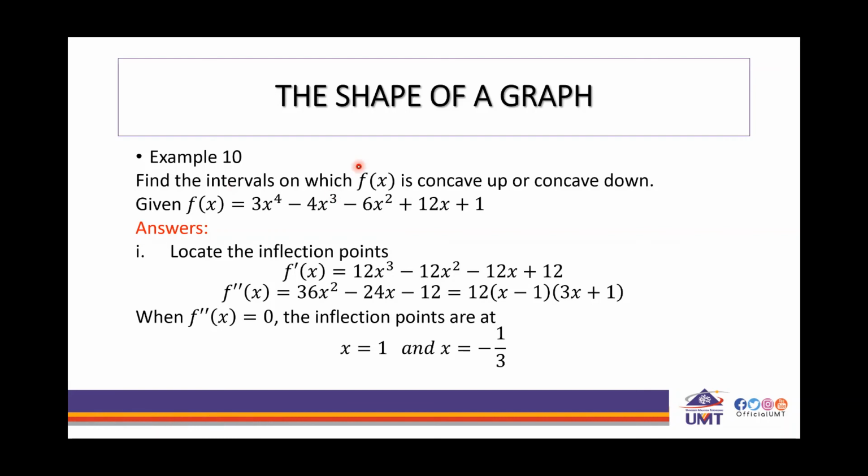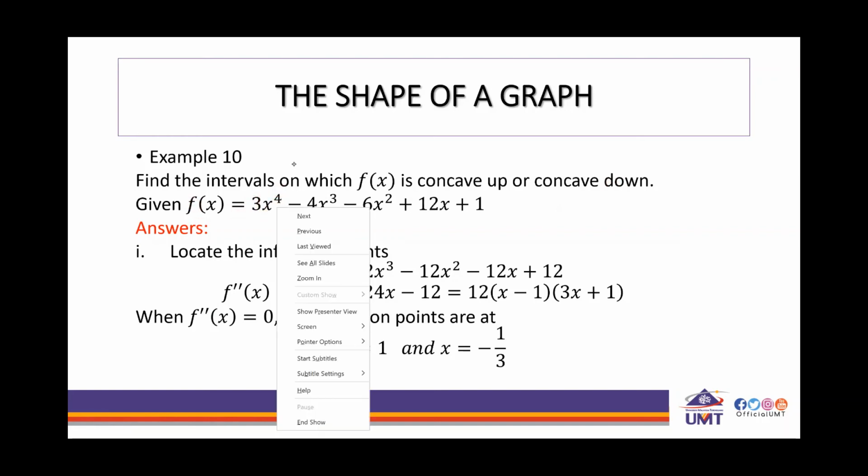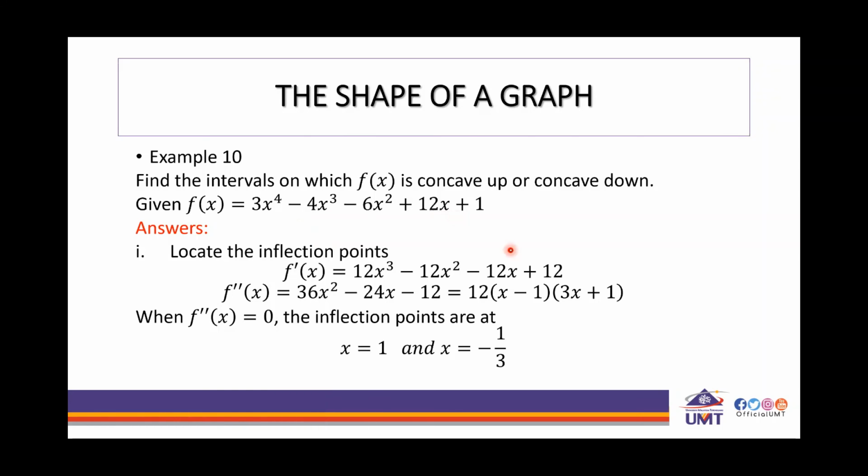Example: find the intervals on which f(x) is concave up or concave down. Given f(x) equals 3x to the power of 4 minus 4x to the power of 3 minus 6x to the power of 2 plus 12x plus 1. So as the answer, the first step is to locate the inflection points. Remember, for the shape of a graph, we use one derivation, or first derivative. To find the inflection points, you need to find the second derivative, so you have to differentiate two times. First, f prime x equals 12x cubed minus 12x squared minus 12x plus 12. You differentiate again, second derivative, f double prime x equals 36x squared minus 24x minus 12, and then you factorize.